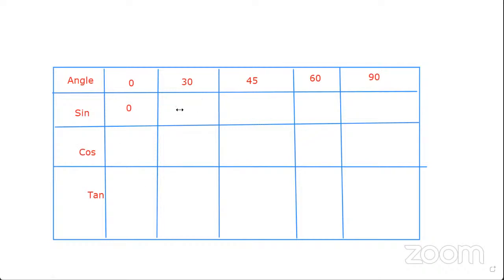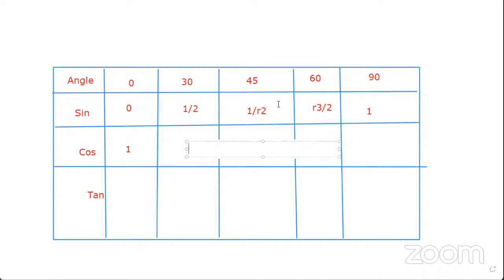And sine 30 is half. Sine 45 is 1 over root 2. And sine 60 is root 3 over 2. And sine 90 is 1. You have to remember these things. And cos 0 is 1. What about cos 30? These will be interchanged.